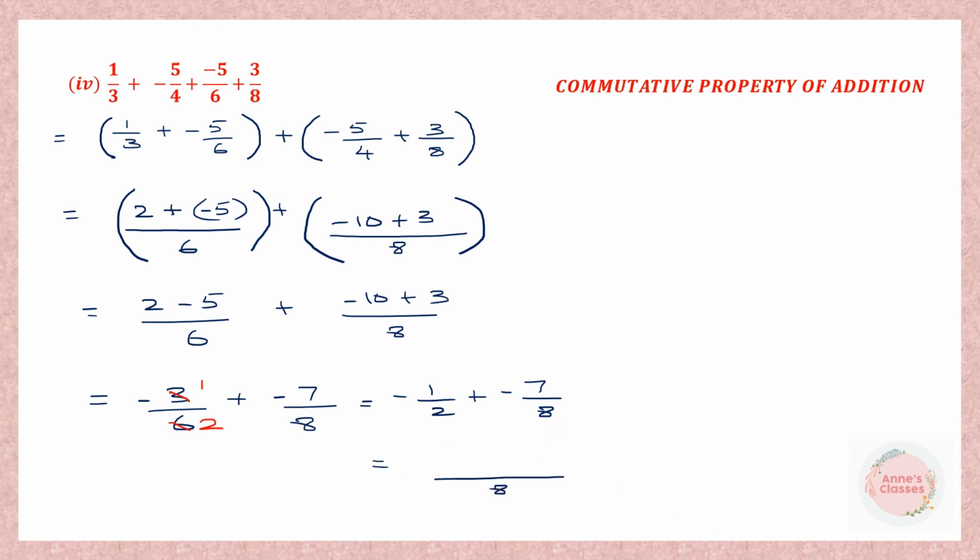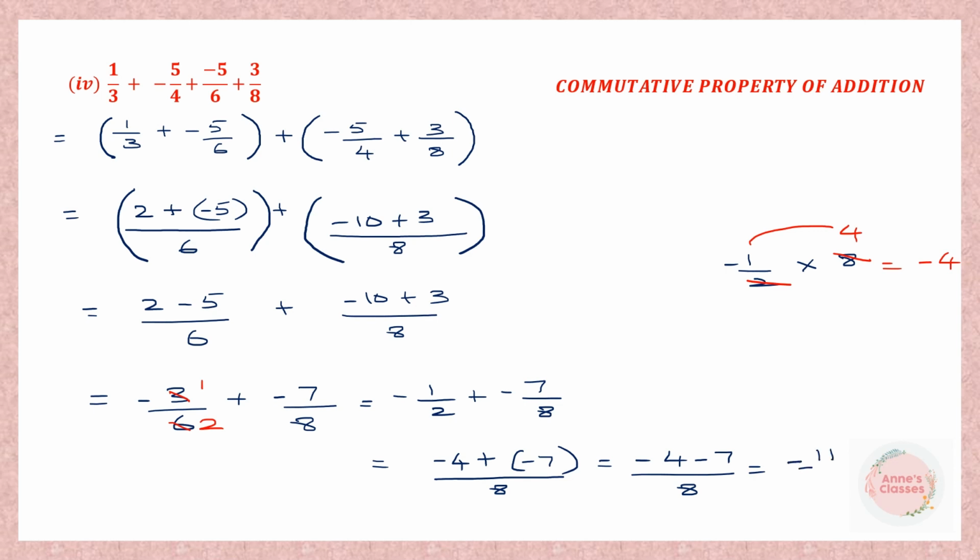Now take the first rational number minus 1 by 2, multiply it with the LCM, which is 8. Cancel 2 and 8. 2 4s are 8. Multiply the numerators. Minus 1 into 4 is minus 4. So let's write it here, minus 4. Plus, look at the second rational number. The denominator is the same, so we can write minus 7 as it is. So this becomes minus 4 minus 7 by 8. Now this becomes minus 4 plus 7 is 11 by 8. So our final answer here is minus 11 by 8.